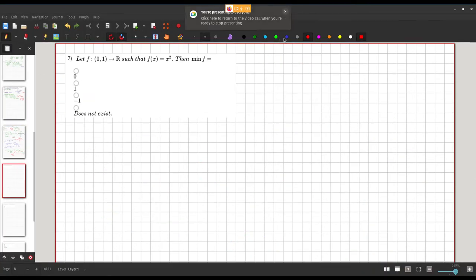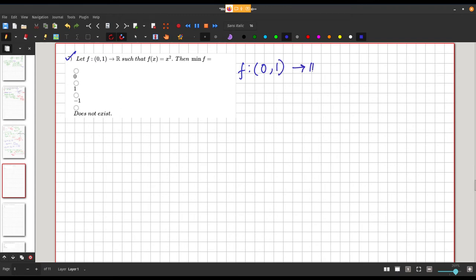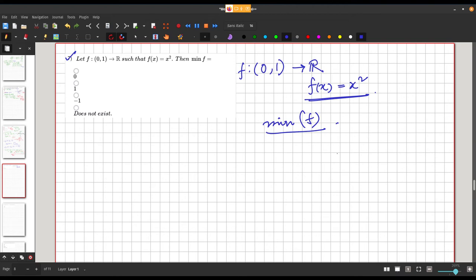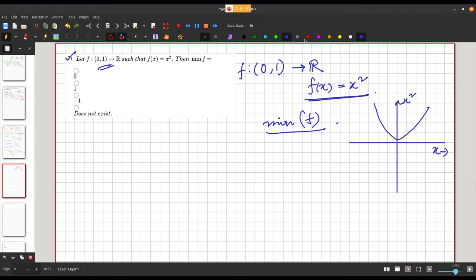To problem number 7. Here f is defined like this, and s is actually x square. Then we have to find what is the minimum value of f. So we can draw how this function is going to look. x square will look like this, but for this function defined here, this will actually be touching here.